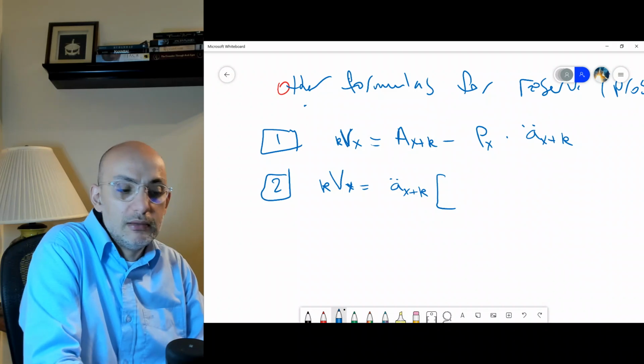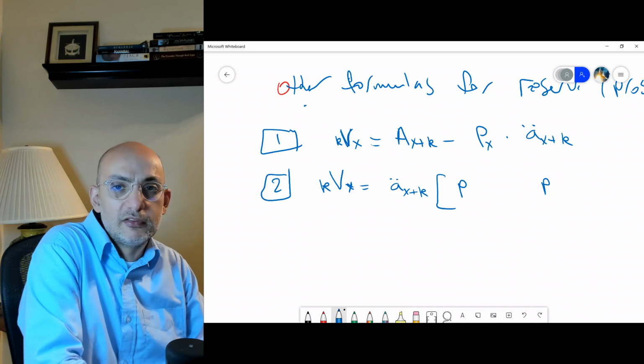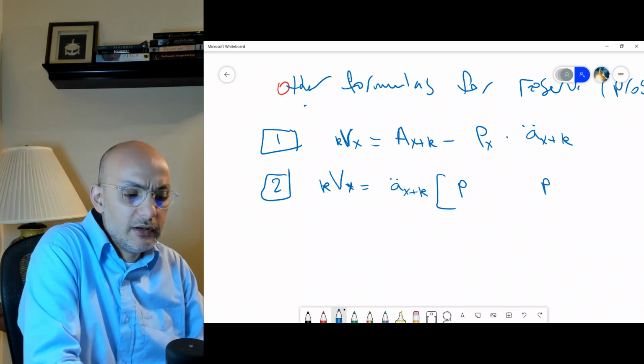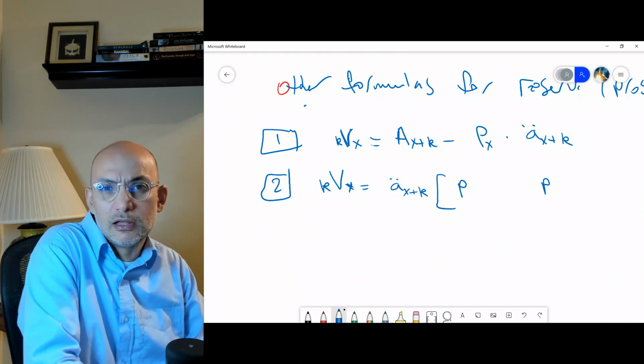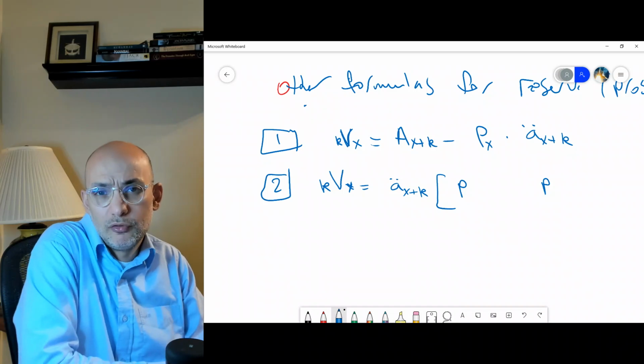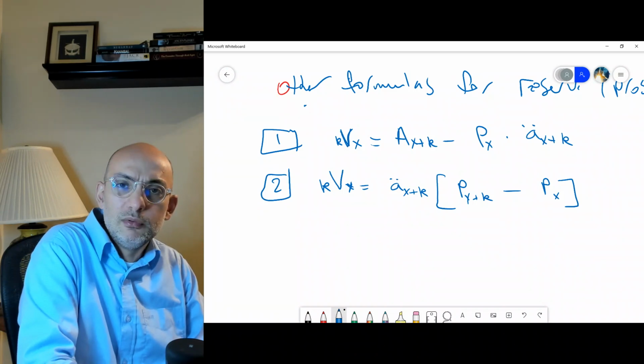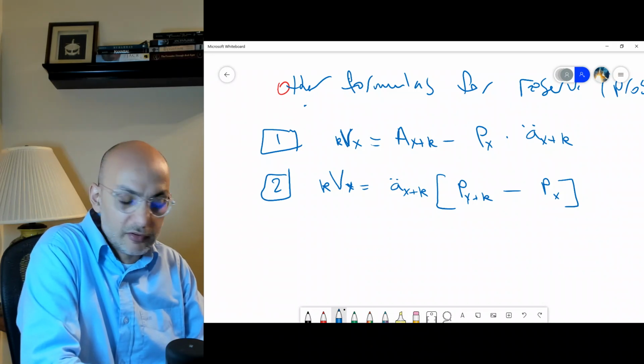Now you will have two premiums. One is at time x, one at x plus k. Which one is bigger? The one at x plus k is bigger, because we don't want to get the reserve negative. If somebody is age 80, they will have to pay a much higher premium for life insurance than at age 30. So x plus k comes first, subtract the x. The difference between these premiums, we take the annuity of those differentials of premiums. That's what gives us the kVx.